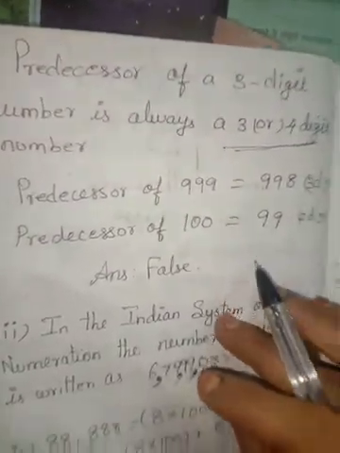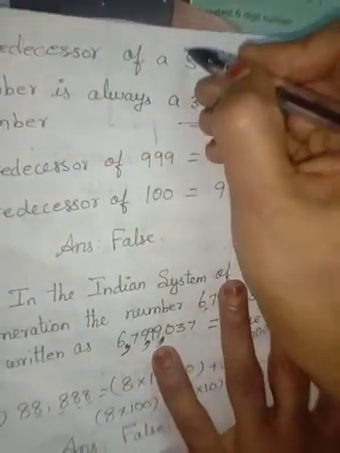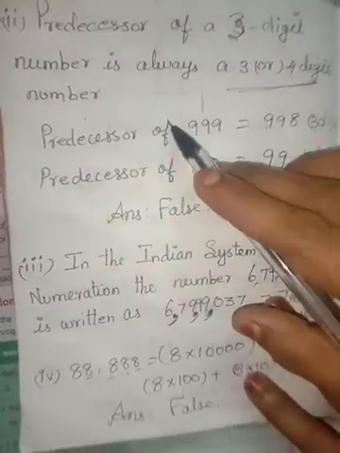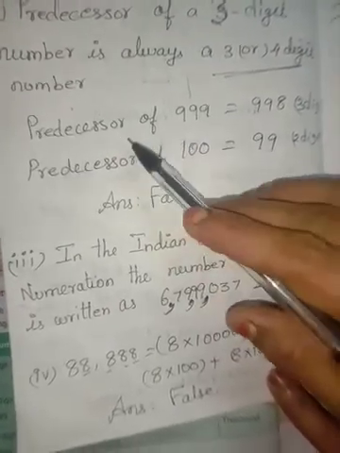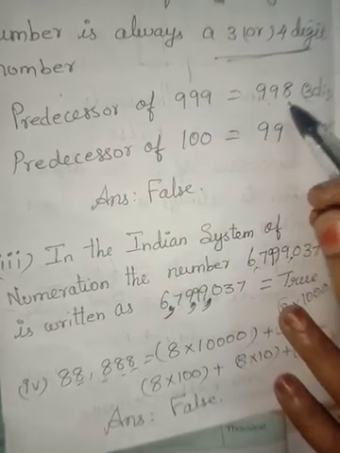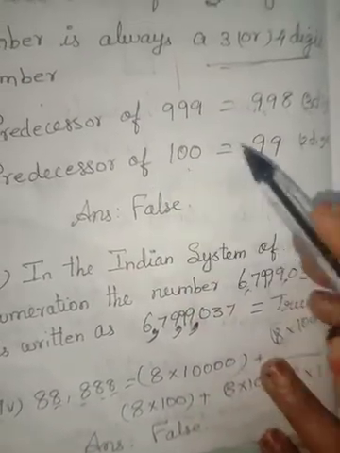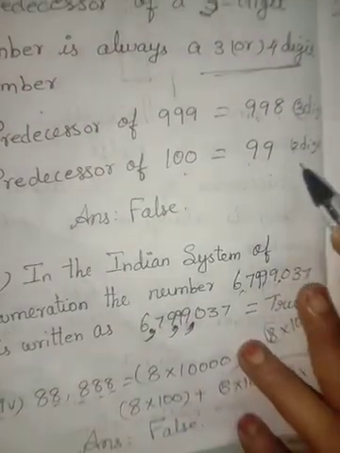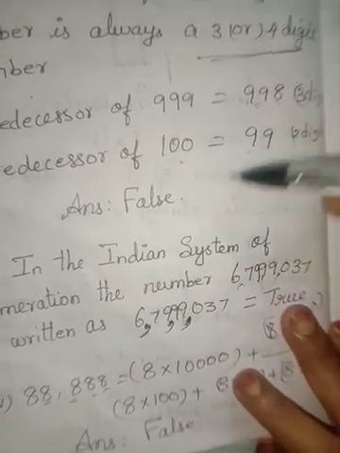Okay. Then the predecessor. Predecessor means when one is subtracted from a given number, we get the predecessor. The statement says the predecessor of a 3-digit number is always a 3 or 4-digit number. This also I explain through two examples. I take 999. The predecessor of 999 is 998. This is a 3-digit number. Then one more example. The predecessor of 100 is equal to 99. From this we can say that the predecessor may or may not be a 3 or 4-digit number. So that's why we can say that the statement is false.